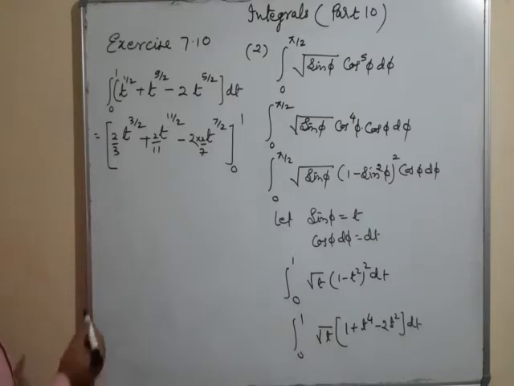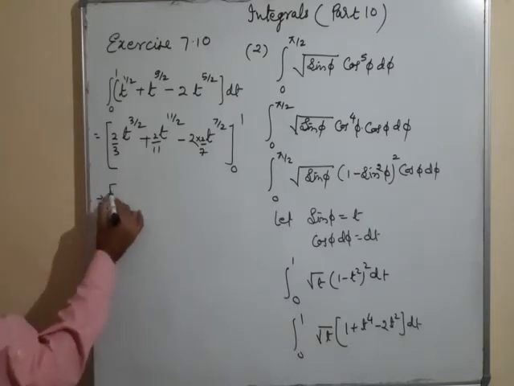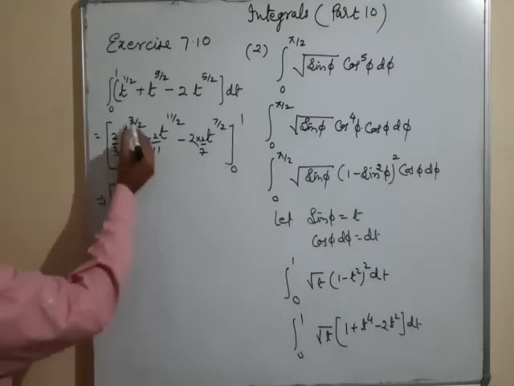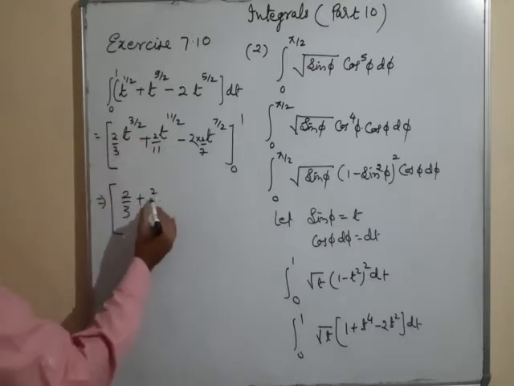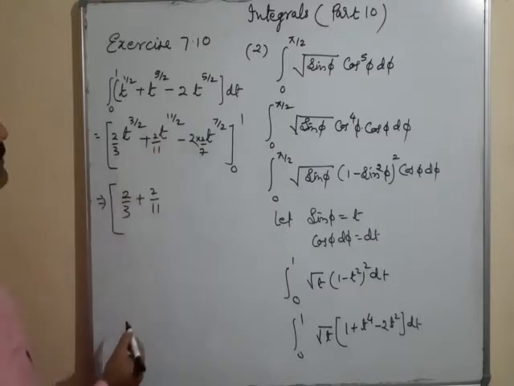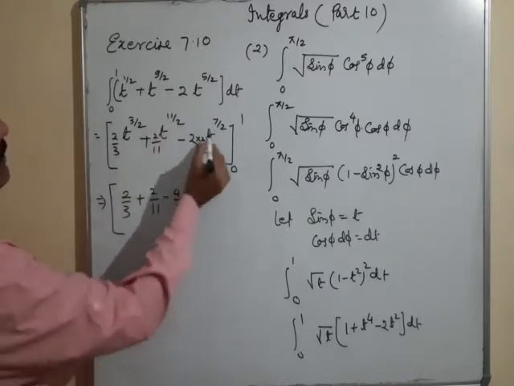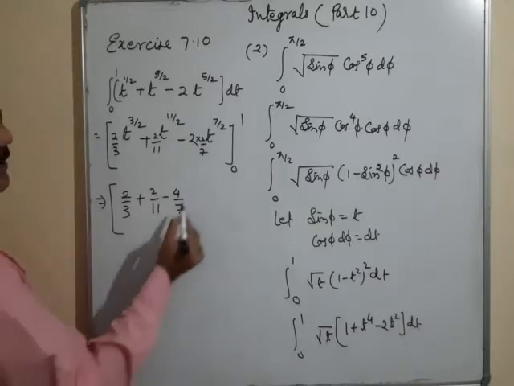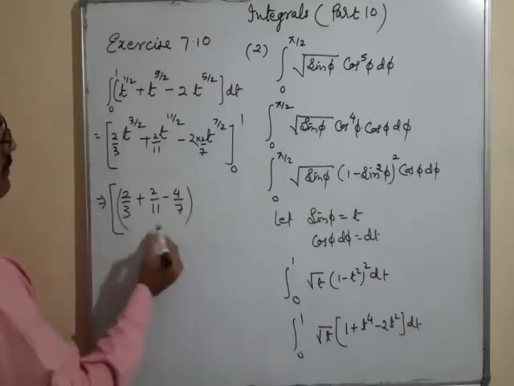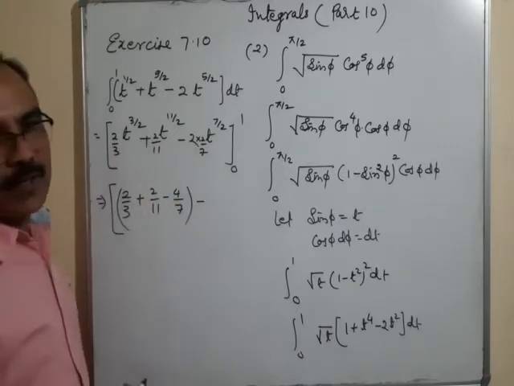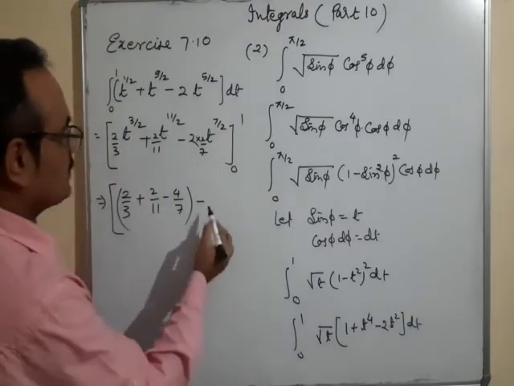Now substitute the limit. Upper limit 1 in place of t. So it is 2 by 3, it is 1 plus 2 by 11, t to the power 11 by 2, again it is 1, minus 4 upon 7, it is 1, minus. When we put the lower limit, you can see everywhere there is a t, so the value of t is 0. Therefore, the overall result is 0.